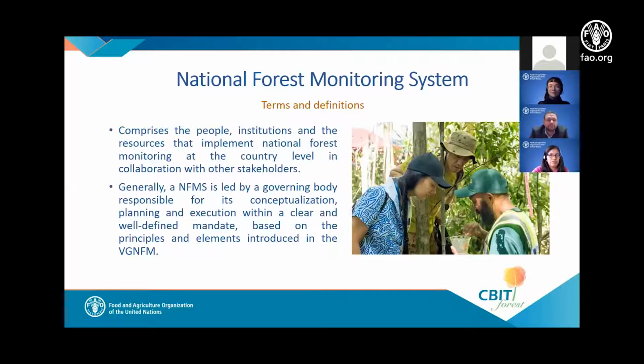In the FAO guidance, a national forest monitoring system is defined as a system that comprises the people, institutions, and the resources that implement national forest monitoring at a country level in collaboration with other stakeholders, led by a governing body responsible for its conceptualization, planning, and execution, within a clear and well-defined mandate based on the principles and elements introduced in the voluntary guidance.